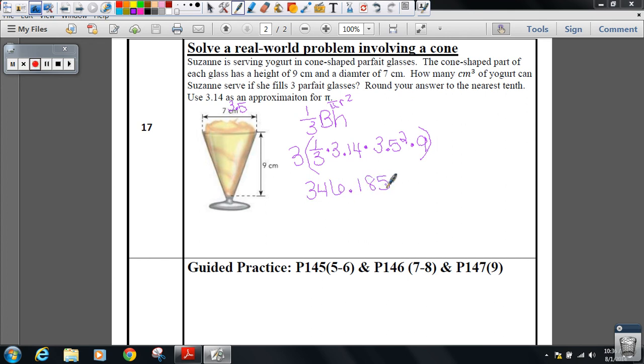So then that gives me 346.185. It says to round to the nearest tenth. So the tenths place is there. It's followed by an 8, so that means I round up. So I get 346.2. Volume is cubic centimeters. So in 3 parfait glasses, that's how much yogurt we would have. That's if none of this goes up above it. So technically that shouldn't be shown that way.